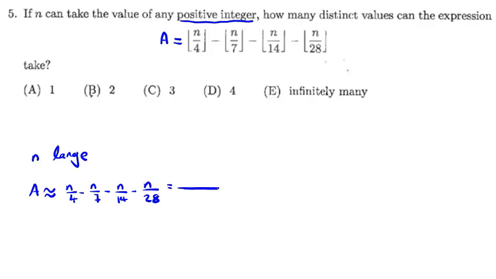It's somehow intuitive thinking. With 28 as the common denominator, 7n, 4n minus 2n minus n, it will be around 0 for large n. So, and we know A is an integer, because each of them is an integer.